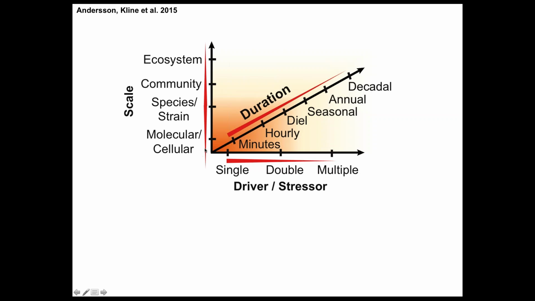If we look at the scale of the studies, we can see that the majority have been conducted on single species or strains of organisms, with less as we move up towards communities and ecosystems, and also less as we move to the finer scale of the molecular and cellular side. And then looking at the duration of these studies, the majority of the studies have been short-term studies conducted for hours, days, weeks, and months, very few on seasonal, annual, or decadal scales.